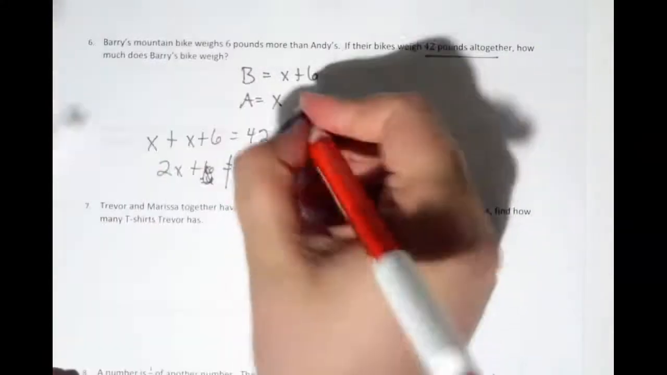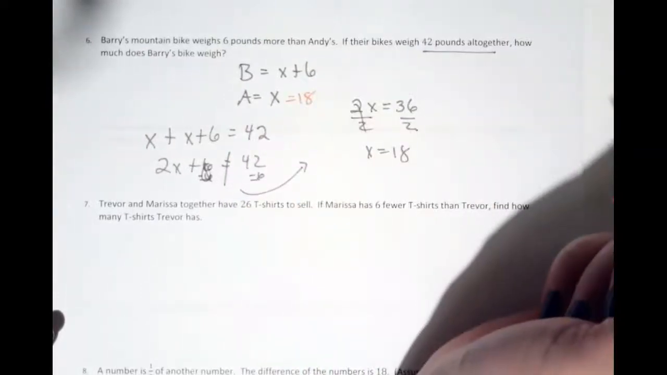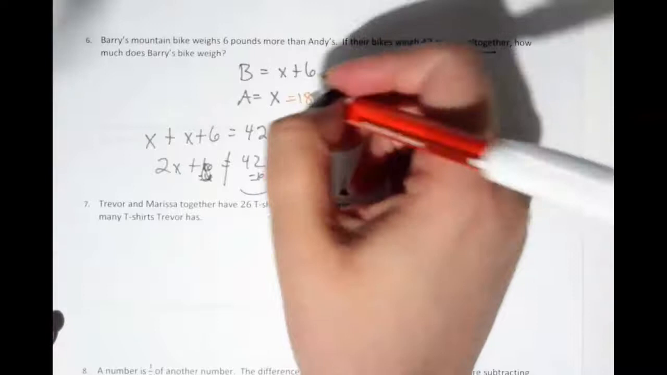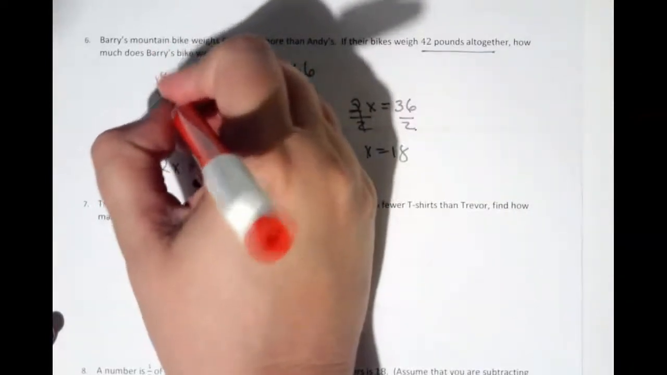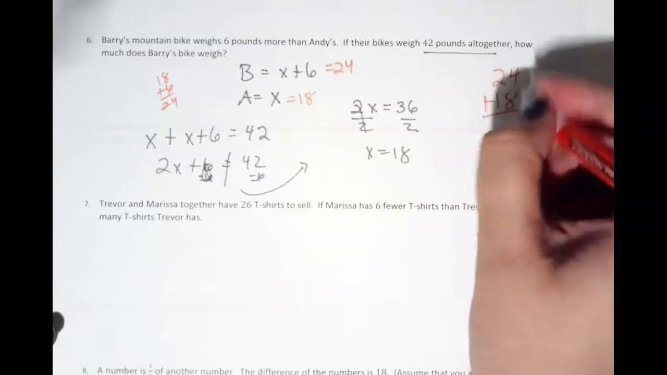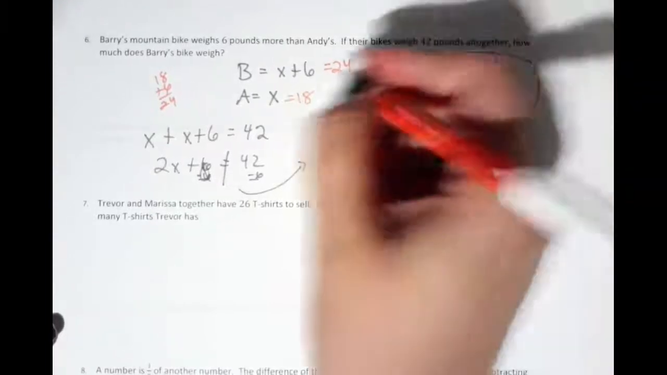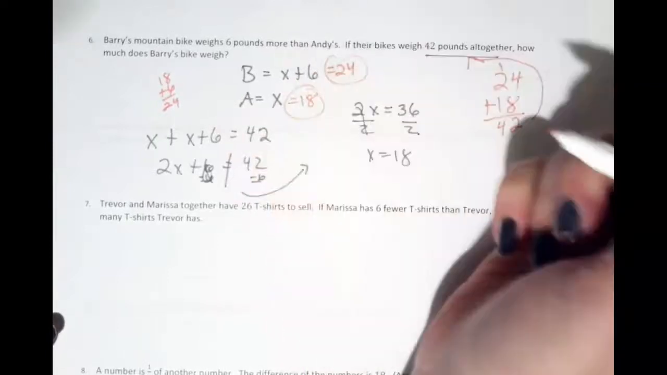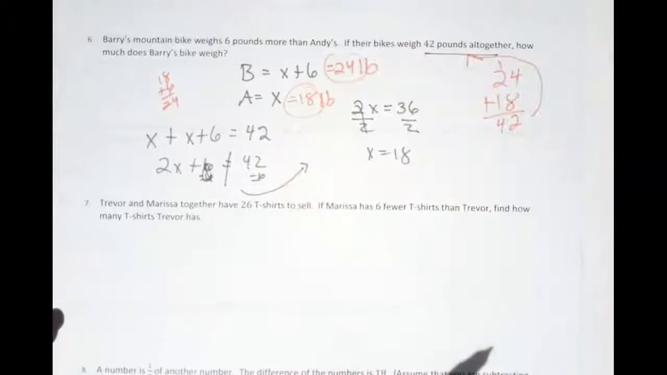So if Andy's is 18, Barry's is 18 plus 6, which is 24. And if I add those together, just to double check, 42, which is what it was. So these are the correct answers, and lb is the abbreviation for pound.